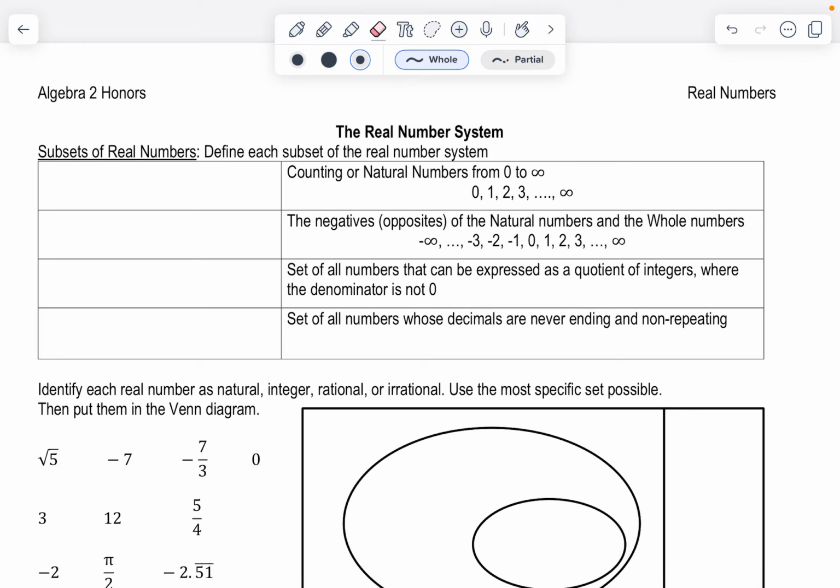All right, welcome to your first Algebra 2 with Trig Honors lesson. This lesson is going to be on the real number system, interval notation, and inequality notation. So let's start off by talking about the real number system.